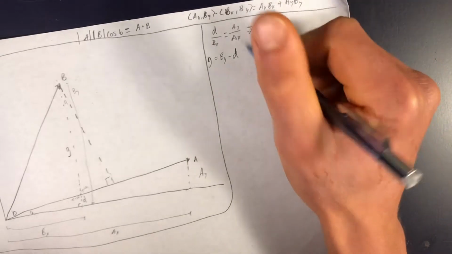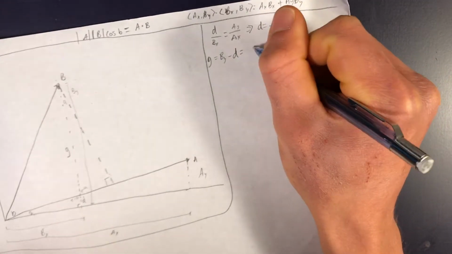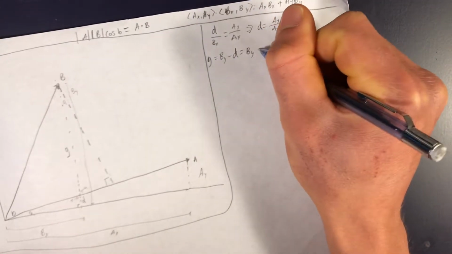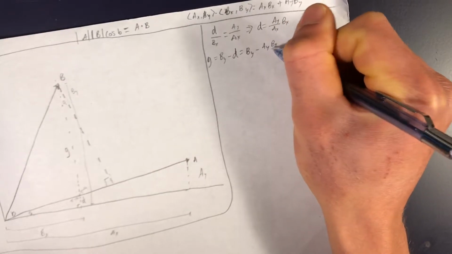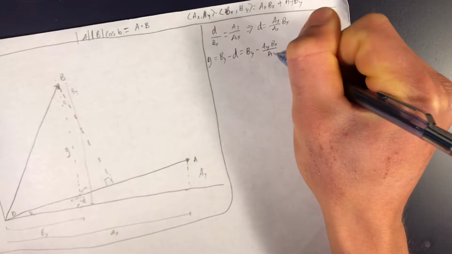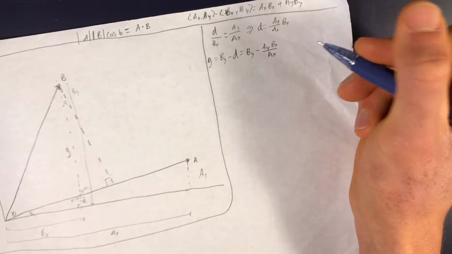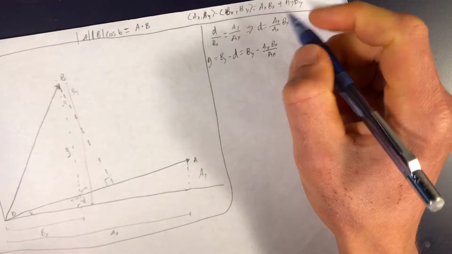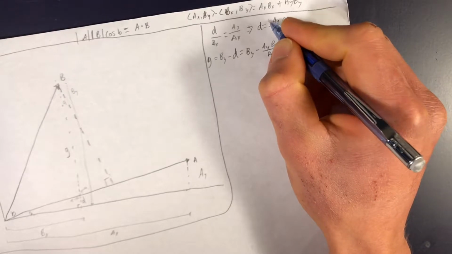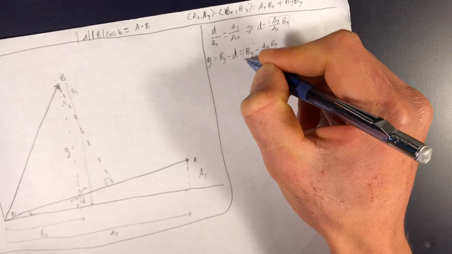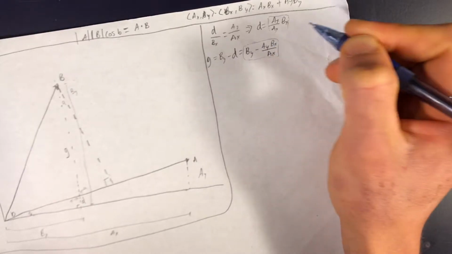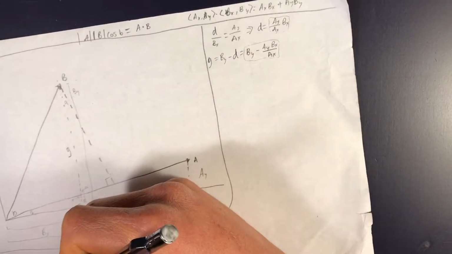Okay, so G is equal to BY minus AY BX over AX. Okay, so just sort of highlight these so it's a little easier to find.